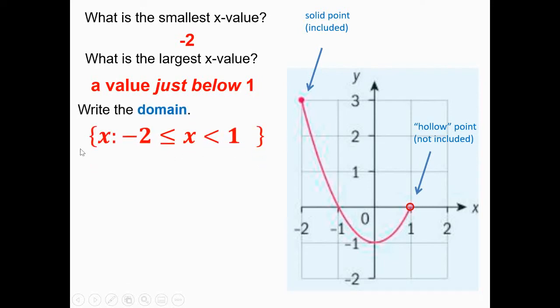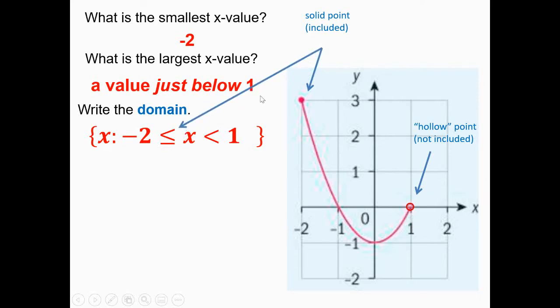Well, the domain is this: x values such that x lies between -2 and 1, right? It goes from -2 to 1, including -2. That's why we put this equal sign here. But notice there's no equal here: less than 1, not including 1. This is greater than or equal to -2. This is not including because we get to there. Great. Try the same thing for range.